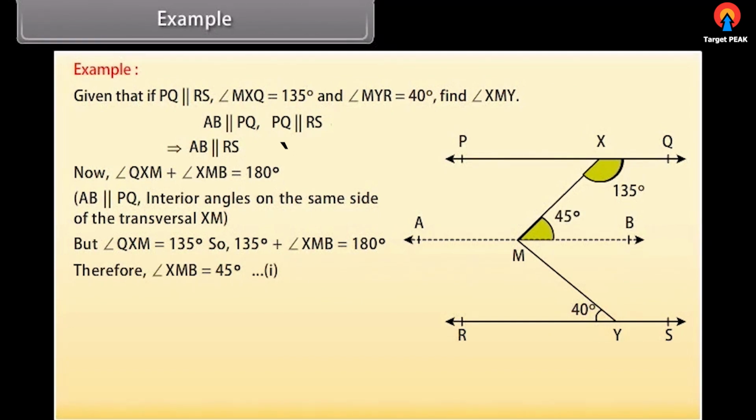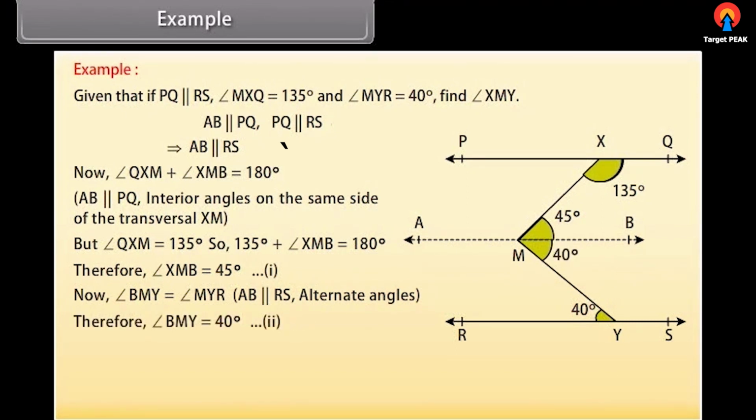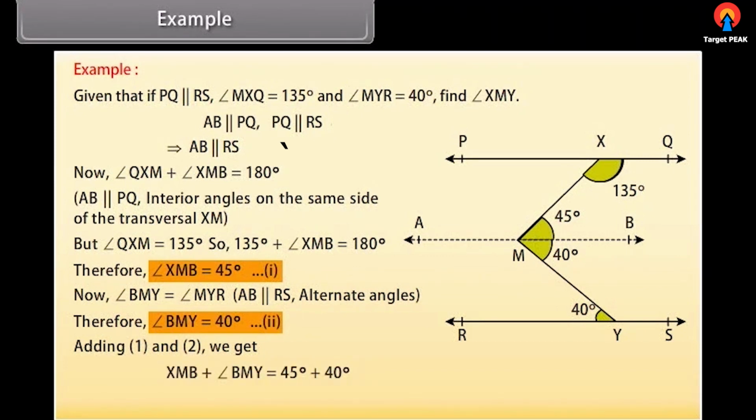Mark it as 1. Now angle BMY is equal to angle MYR because AB is parallel to RS, so these are alternate angles. Therefore, angle BMY is 40 degree. Mark it as 2. Now adding 1 and 2, we get angle XMB plus angle BMY is equal to 45 degree plus 40 degree. Hence, angle XMY is equal to 85 degrees.